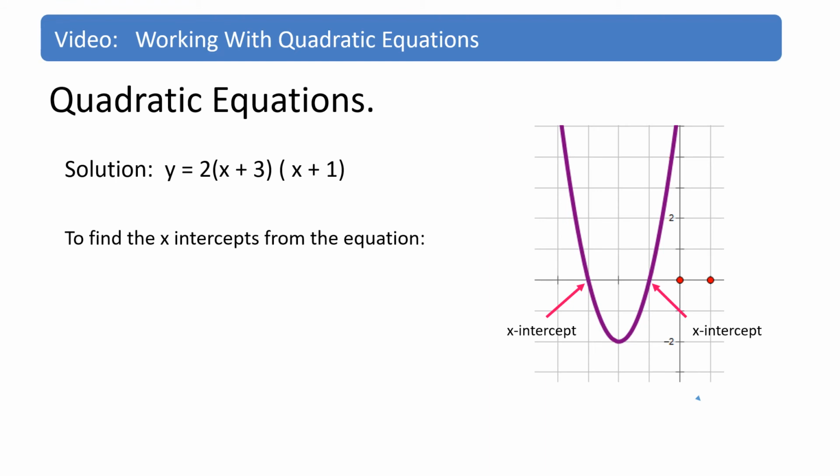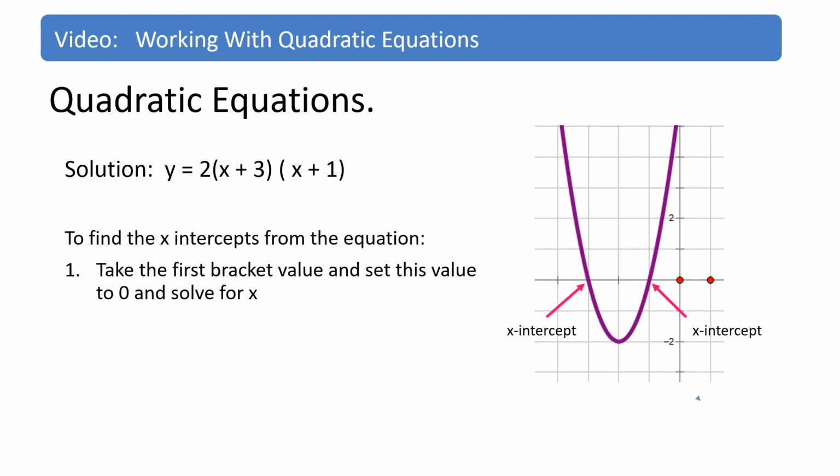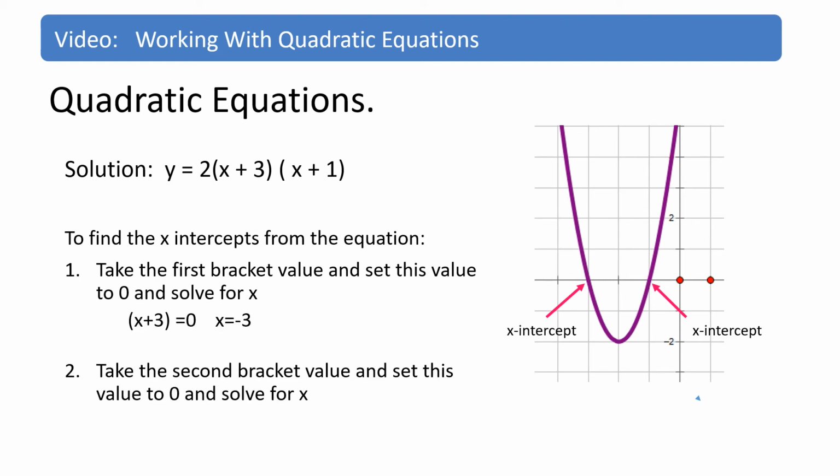To find the x-intercepts from the equation, take the first bracket value and set this value to 0 and solve for x. x plus 3 is 0, so x is equal to -3. Take the second bracket value and set this value to 0 and solve for x. x plus 1 is equal to 0, so x is equal to -1.